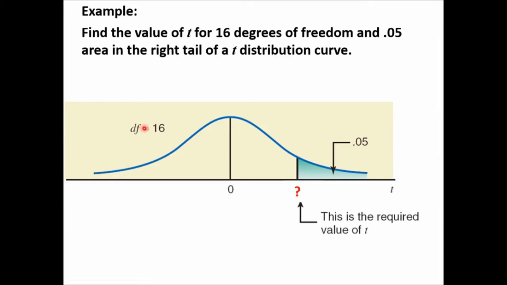We have here the degree of freedom being 16 and it is this area that we are interested in, 0.05, which means that this entire area to the left here is 0.95 or 95%. And this is the t value that we need.